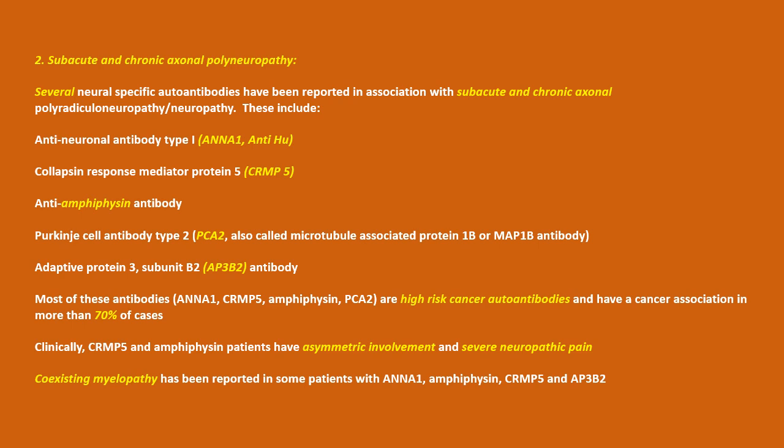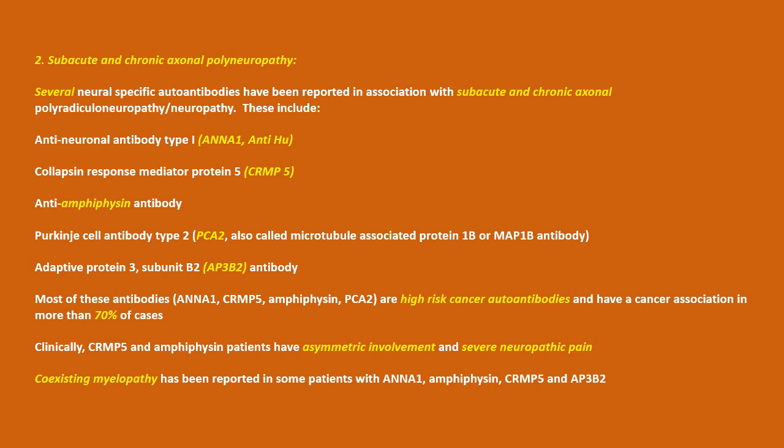Subacute and chronic axonal polyneuropathy. Several neural-specific autoantibodies have been reported in association with subacute and chronic axonal polyradiculoneuropathy and neuropathy. These include the ANNA-1 or anti-Hu, the CRMP5, the anti-amphiphysin antibody, the PCA2 antibody, the AP3B2 antibody. Most of these antibodies, such as ANNA-1, CRMP5, amphiphysin, and PCA2, are high-risk cancer autoantibodies and have cancer association in more than 70% of the cases.